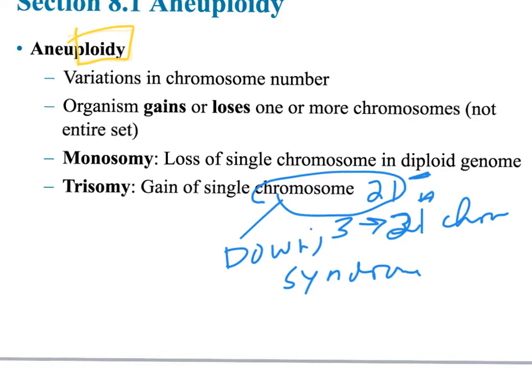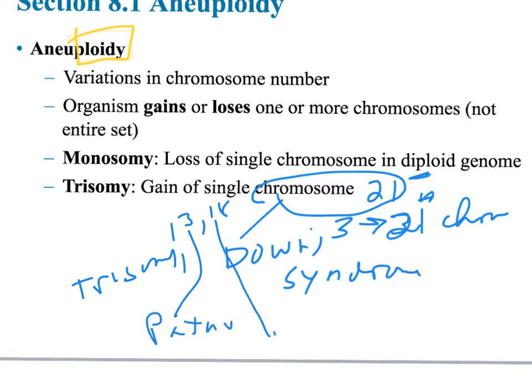So 13 is Patau syndrome, and 18 is Edwards syndrome. And neither of those are consistent with life. Same with monosomies. Monosomies are not consistent with life either. Children, infants, or fetuses with Patau or Edwards syndrome or any kind of monosomy don't survive to term.